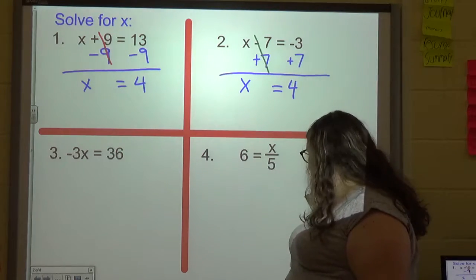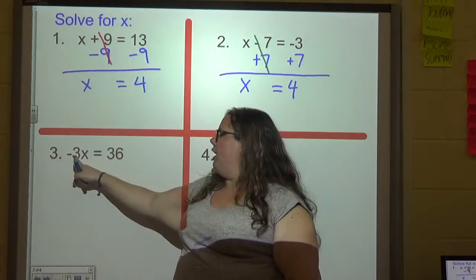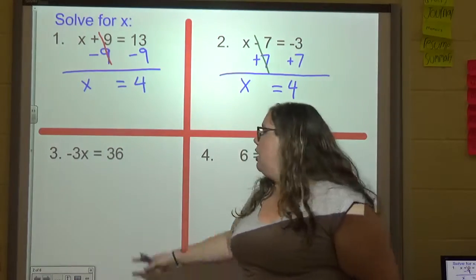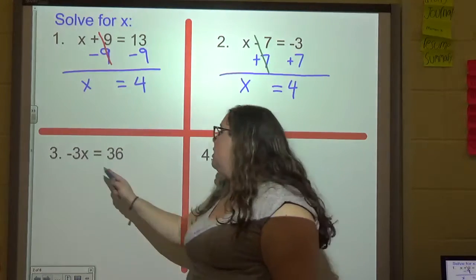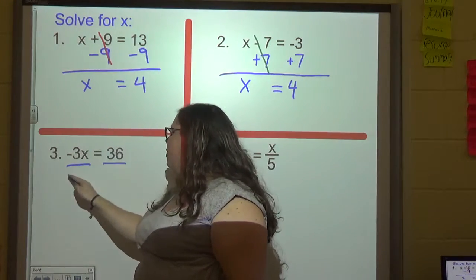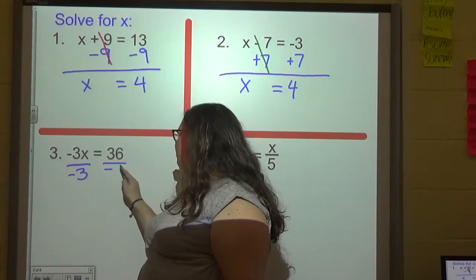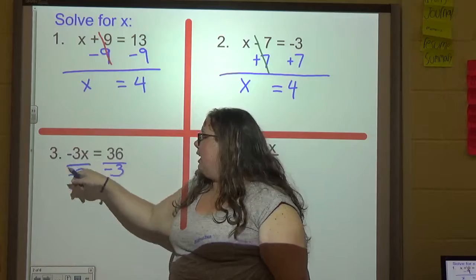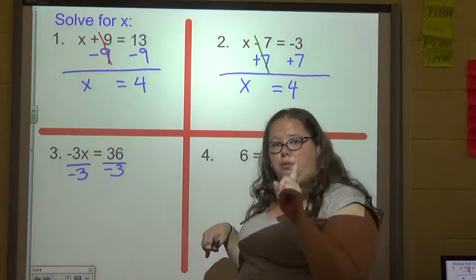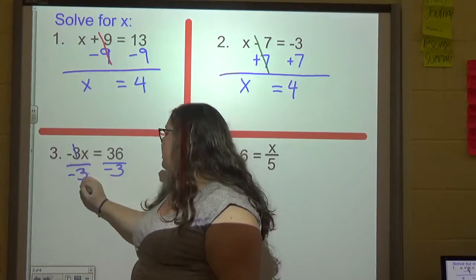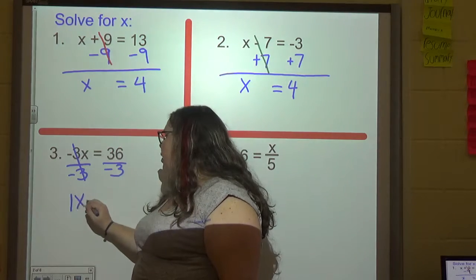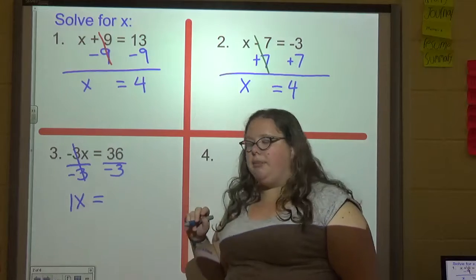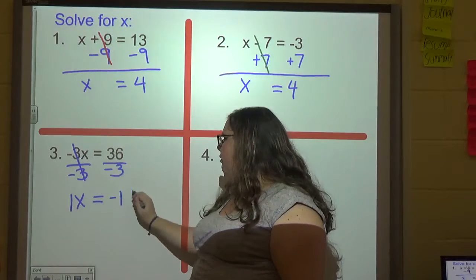Number 3. When you see a number and a variable touching like that, that means multiplication. The opposite of multiplying is dividing. So divide both sides by that negative 3. Now this time, those don't cancel to 0. What is negative 3 divided by negative 3? It's 1. So those cancel out to 1. Now you don't have to write the 1, but you can if you want. 36 divided by negative 3 is negative 12.